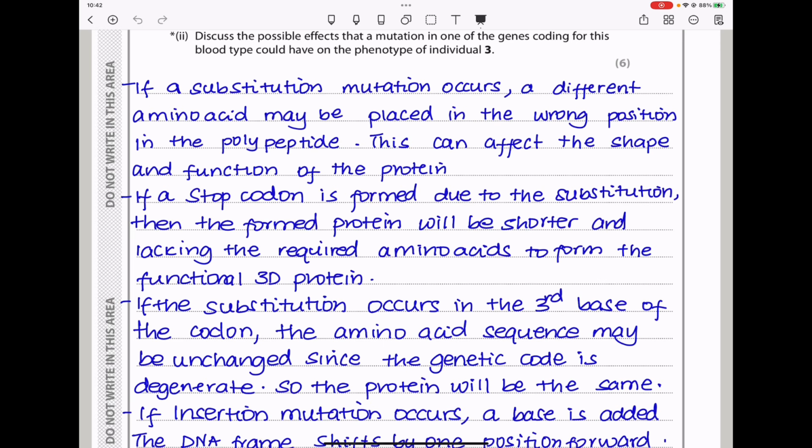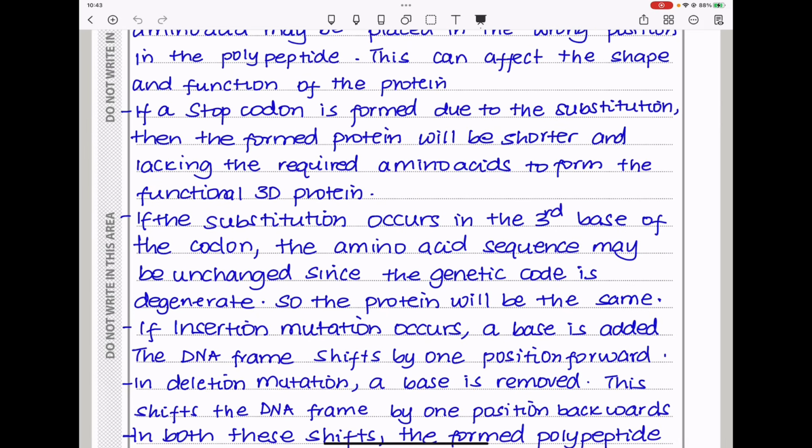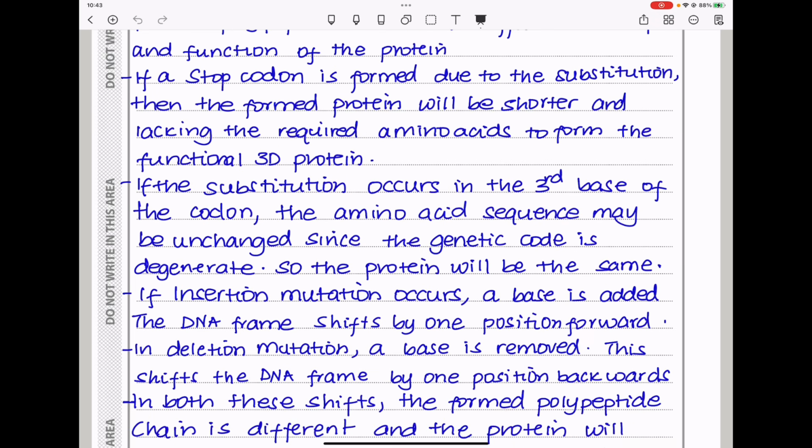If a stop codon is formed due to the substitution, then the formed protein will be shorter and lacking the required amino acids to form the functional 3D protein. If the substitution occurs in the third base of the codon, the amino acid sequence may be unchanged since the genetic code is degenerate, so the protein will be the same.